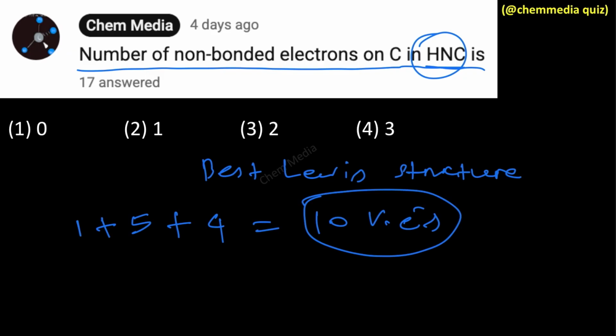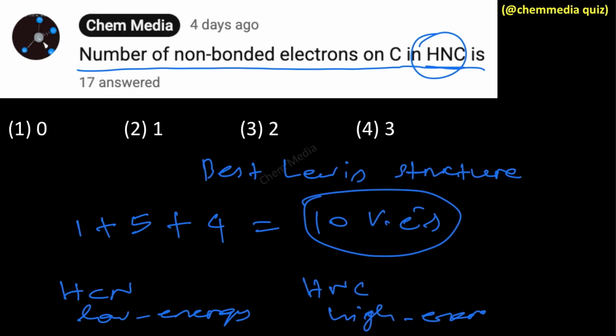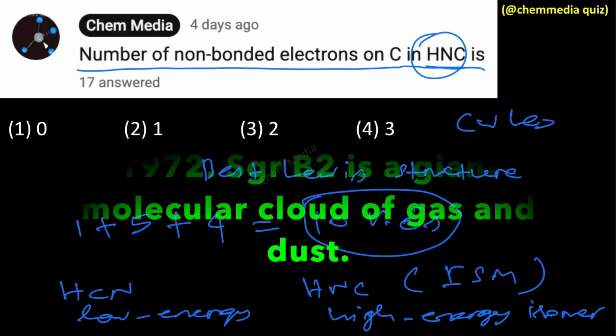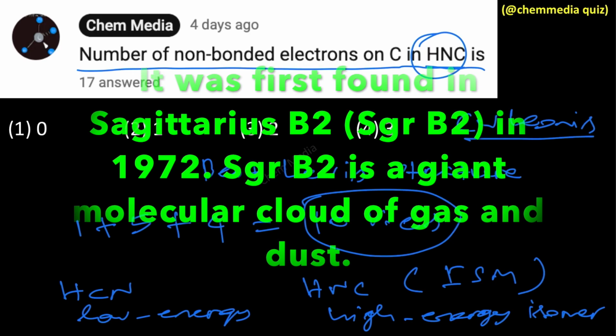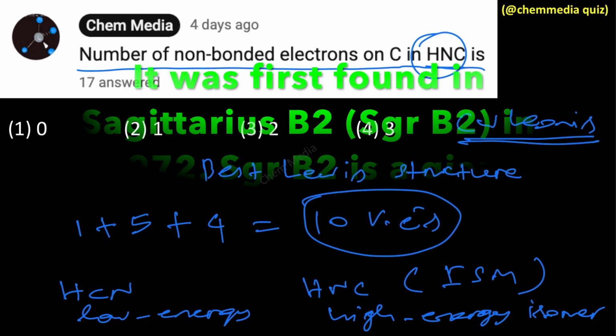By the way, hydrogen isocyanide is a high energy isomer of hydrogen cyanide. This is the low energy isomer. Hydrogen isocyanide is a high energy isomer. However, this is found in the interstellar medium. That's why I had asked this question. It is found in carbon rich star like CW Leonis. This is just a side story for you. If you want to Google more about CW Leonis, you can find more info.